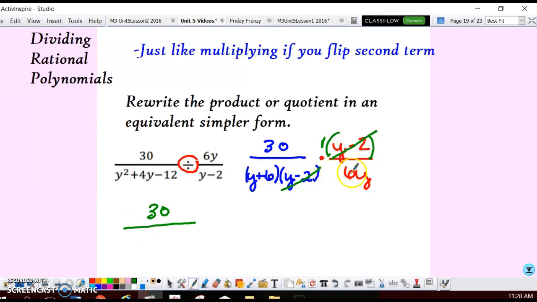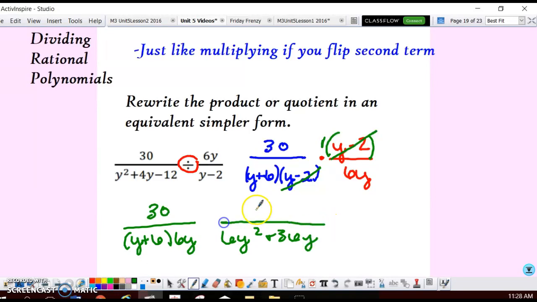My denominator has a 6y and a y plus 6. So my final answer can just be 30 over y plus 6 times 6y. It is possible to want to multiply that through there. So 6y squared plus 36y would not be incorrect. But since you have it in the simplest form, either one would be correct.